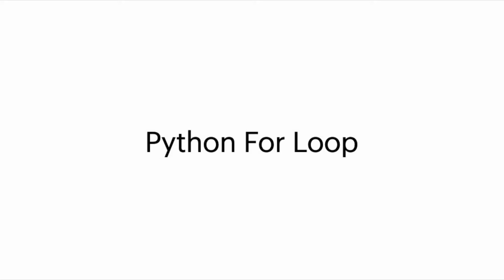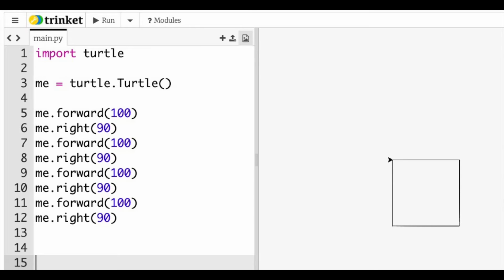Hi everyone. Today we will learn why we use a for loop to draw a square in Python Turtle. A square has 4 equal sides. Each turn the turtle makes is 90 degrees. Let's see how we can draw a square without a loop.